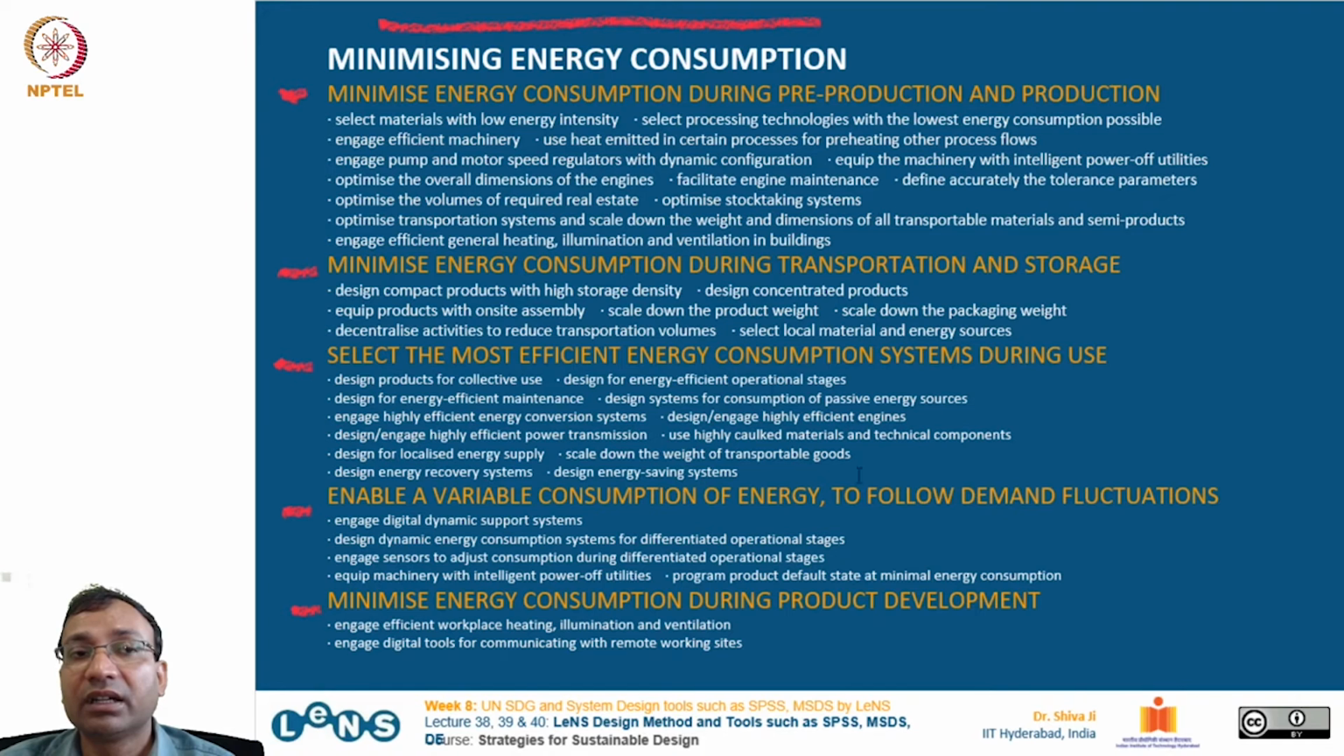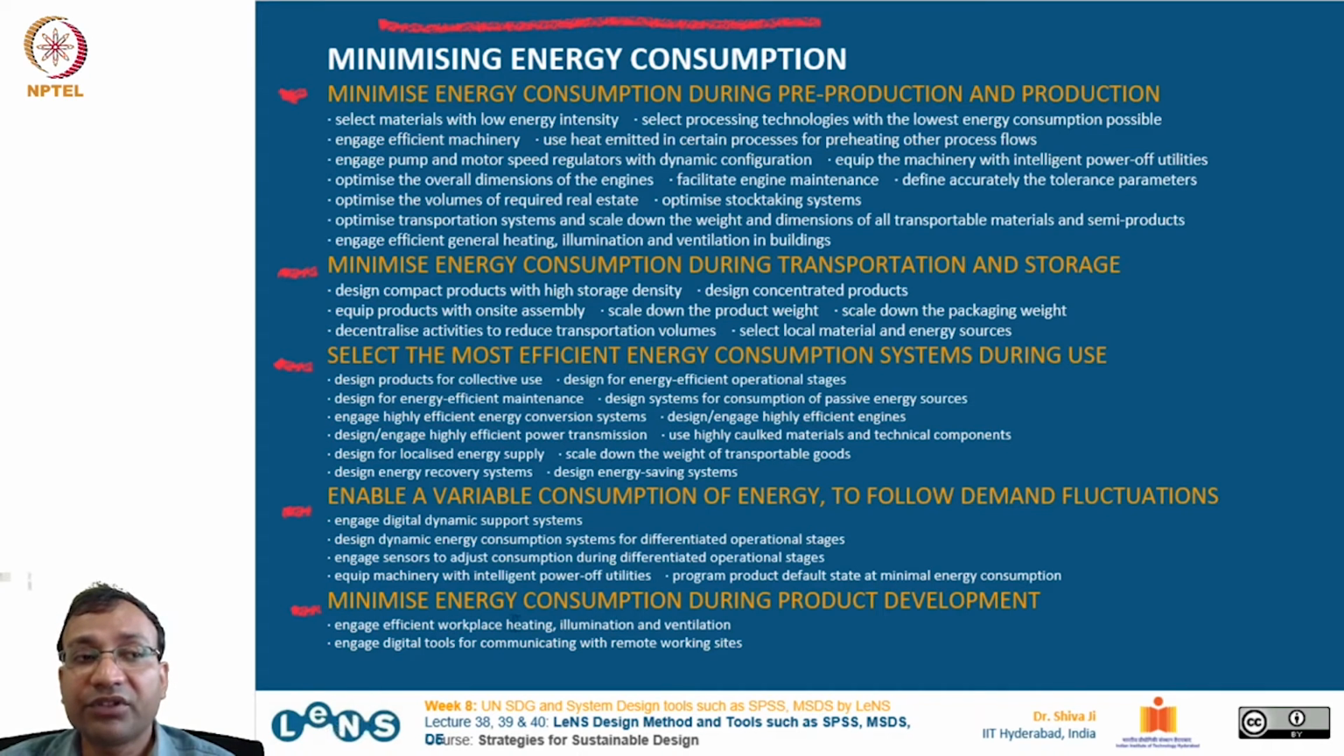So these are strategies needed for reducing energy consumption in the usage period. Further, we have this fourth strategy: enable a variable consumption of energy to follow demand fluctuations. So engage digital dynamic support systems, design dynamic energy consumption systems for differentiated operational stages, engage sensors to adjust the consumption during the differential operational stages, equip machinery with intelligent power off utilities, program product default state at minimal energy consumption, and finally we have this fifth strategy of minimizing energy consumption during the product development stage.